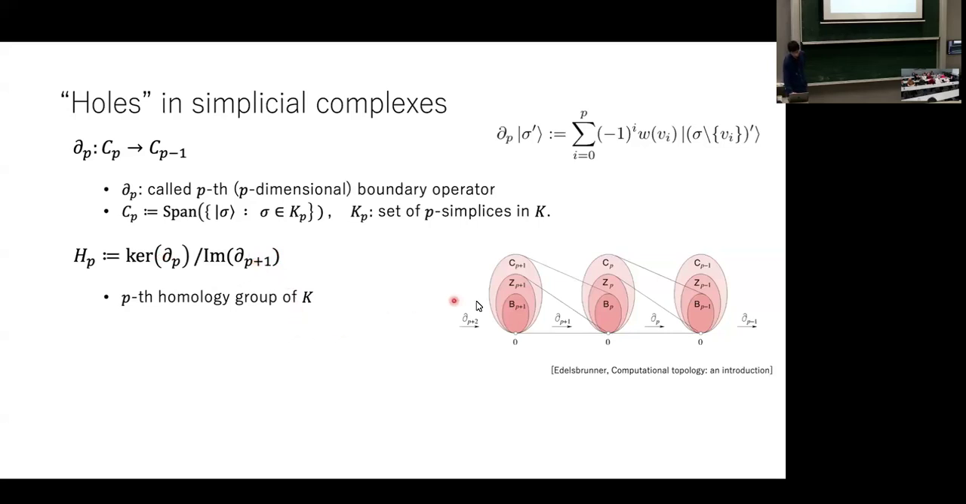And one very important property of the boundary operator is that if you apply the boundary operator twice, it always goes to 0. Sorry, what is the w_i in this equation? Sorry, I didn't mention that, but this is some weight function assigned to the vertices.